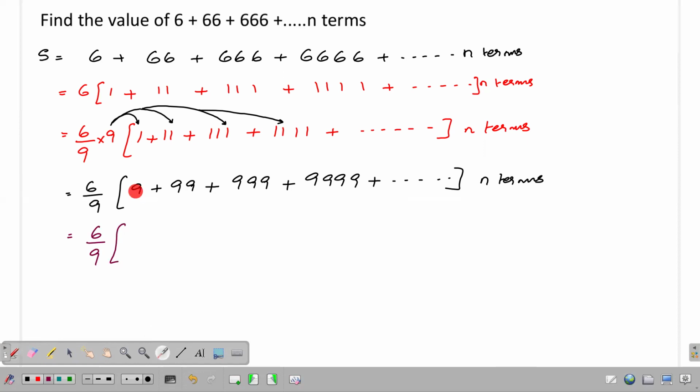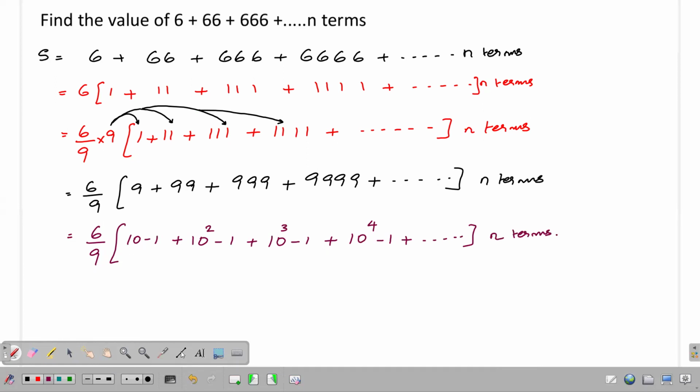It will be 6 by 9 times. Look at this 9. That 9, I will rewrite it as 10 minus 1. That's the first term. 99, I will rewrite it as 10 square, 100, minus 1, plus. The third term, 999, it is 10 power 3 minus 1, plus. The fourth term, it is 9999, which is 10 power 4 minus 1, plus etc. up to n terms. It comes like this.